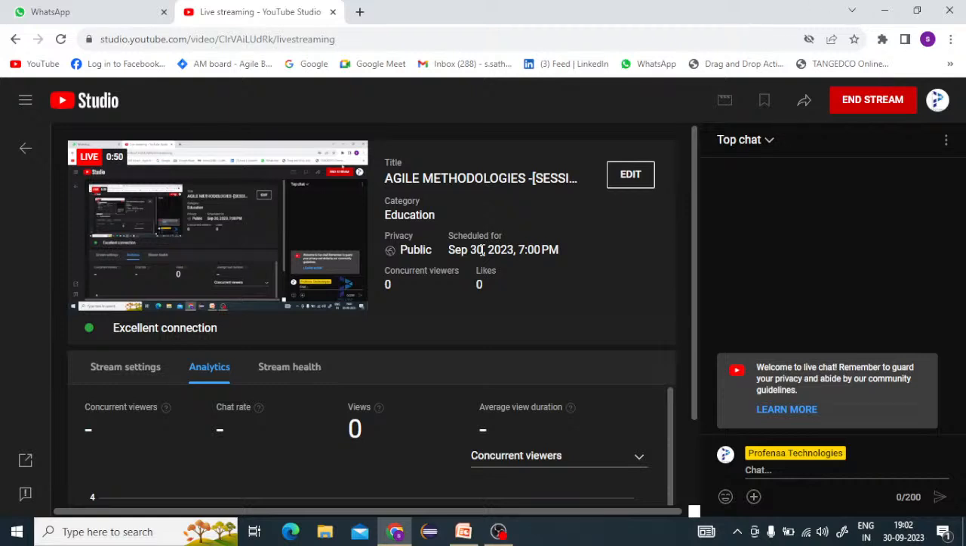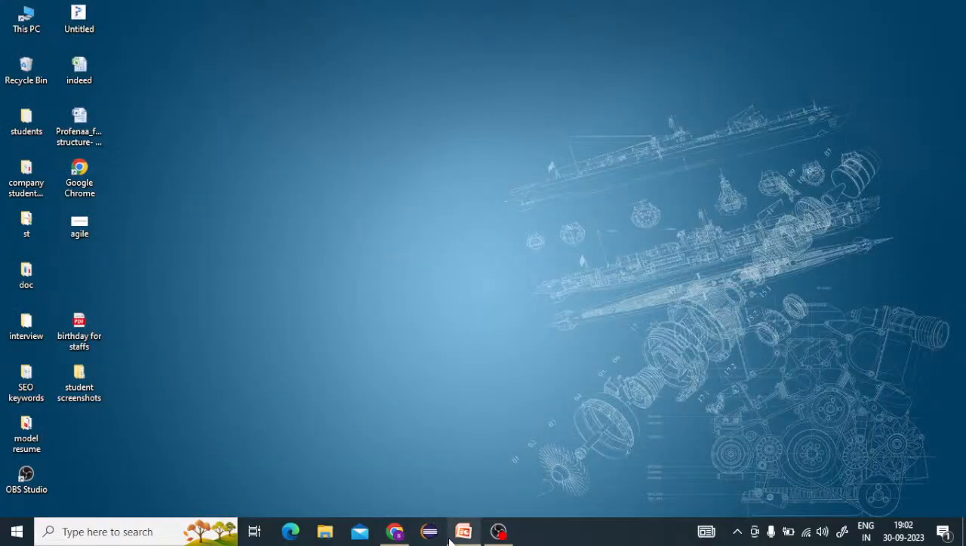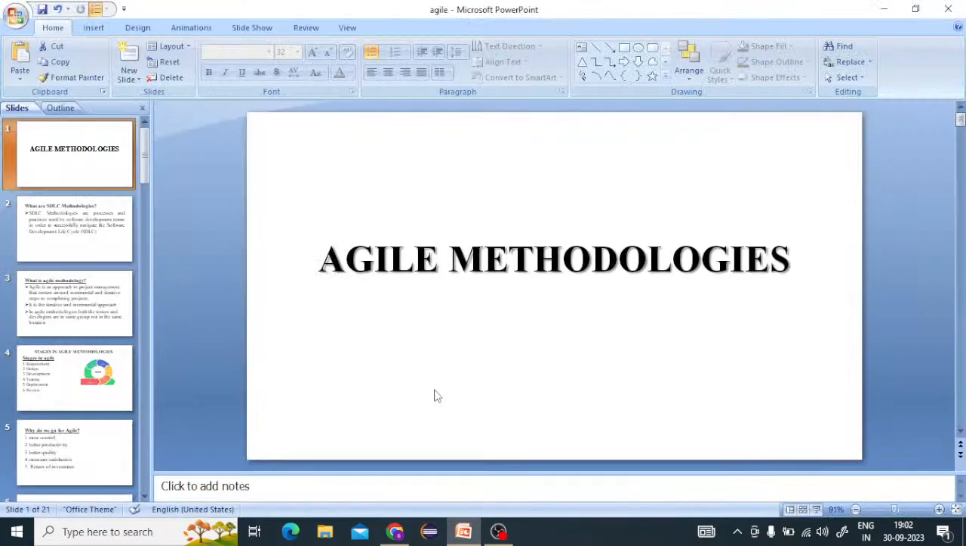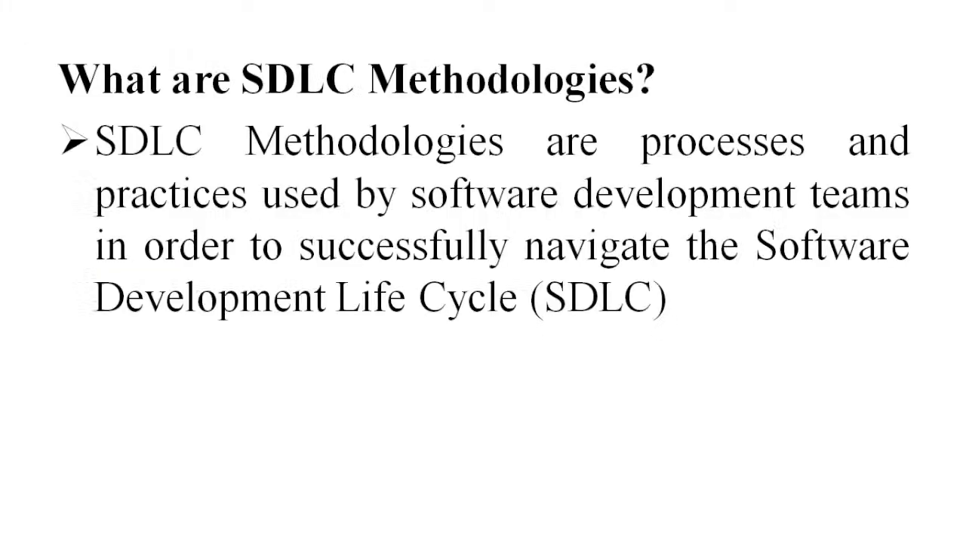Okay. So this is Satish Kumar, Master Trainer at Profenaa Technologies Private Limited. In today's session, we are going to discuss what Agile methodologies are. Before we enter into the Agile methodology, let's start from the SDLC methodologies. So what are SDLC methodologies?